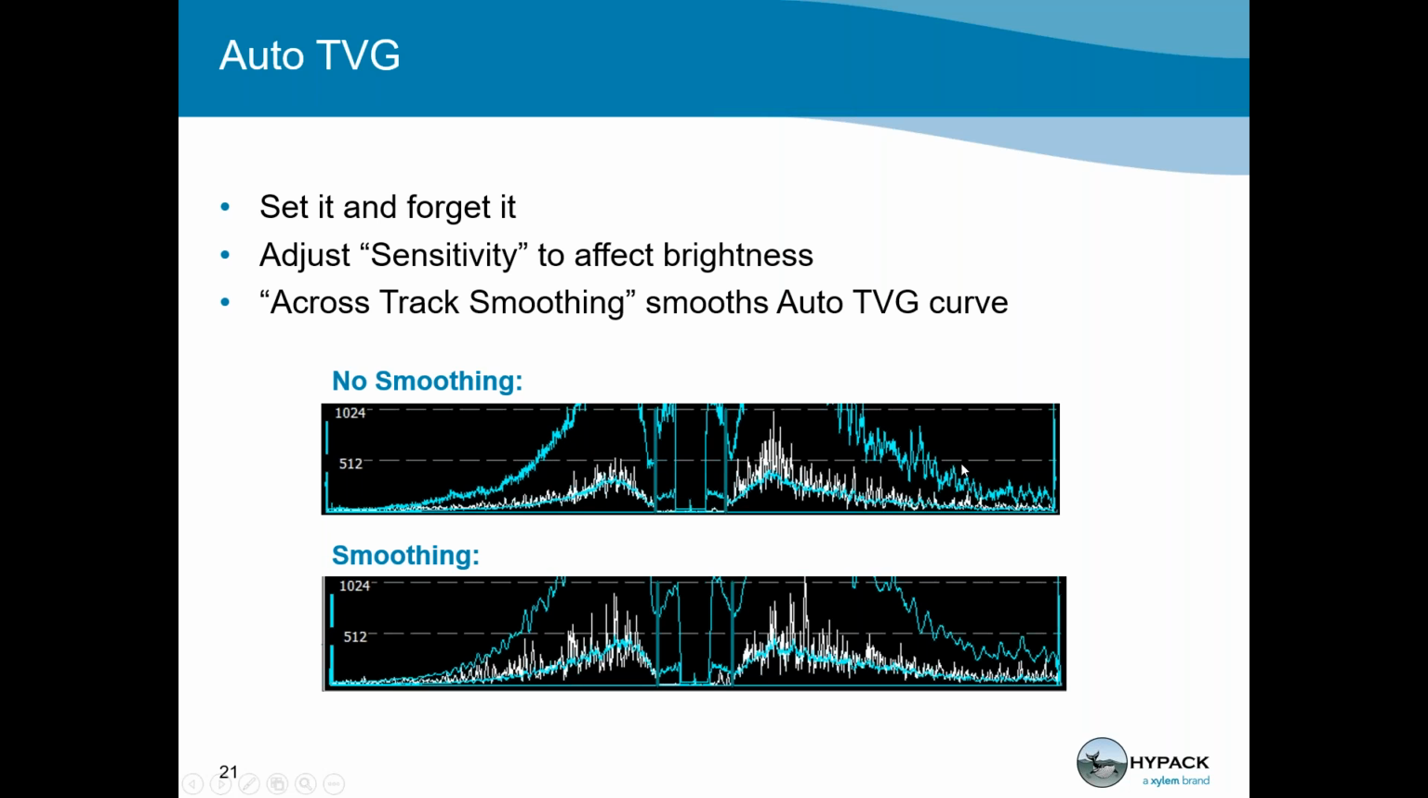And this is going to wiggle and change over time as you go through your survey. There's a button here called Across Track Smoothing. What that'll do is take this jagged, spiky looking blue line and just do a simple smoothing over the length of it. A lot of this is up to visual preference, as a lot of things in Sidescan are.